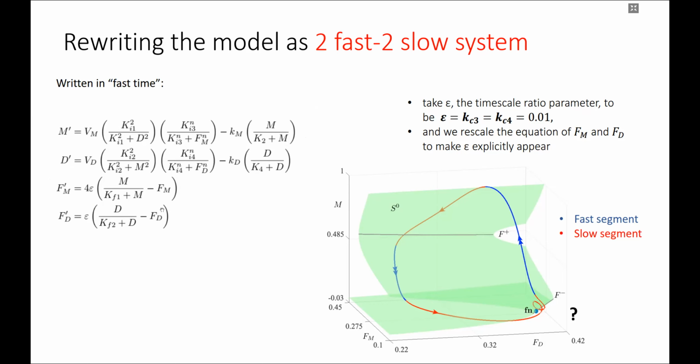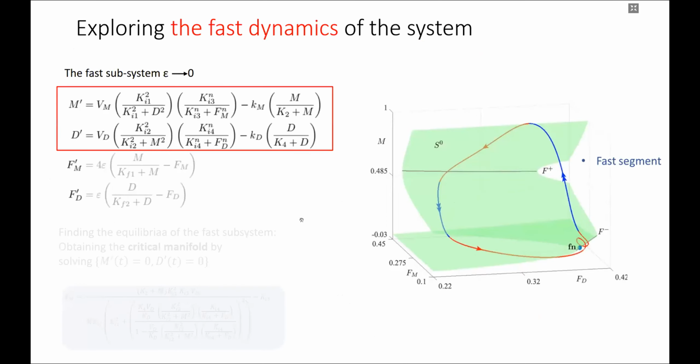Now, if we want to study the fast segments of the trajectory, the fast dynamics of the system, we can take the limit epsilon goes to 0, and essentially we freeze the slow variables, FM and FD, and we consider them as parameters. What we get is the fast subsystem, which is an approximation of the fast dynamics of the system.